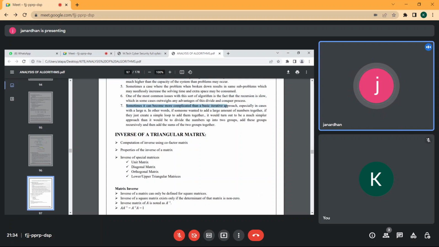Sometimes it can become more complicated than a basic iterative approach, especially in cases with a large n. In other words, if someone wanted to add a large amount of numbers together, if they just create a simple loop to add them together, it would turn out to be a much simpler approach than it would be to divide the numbers up into two groups, add these groups recursively, and then add the sum of the two groups together.